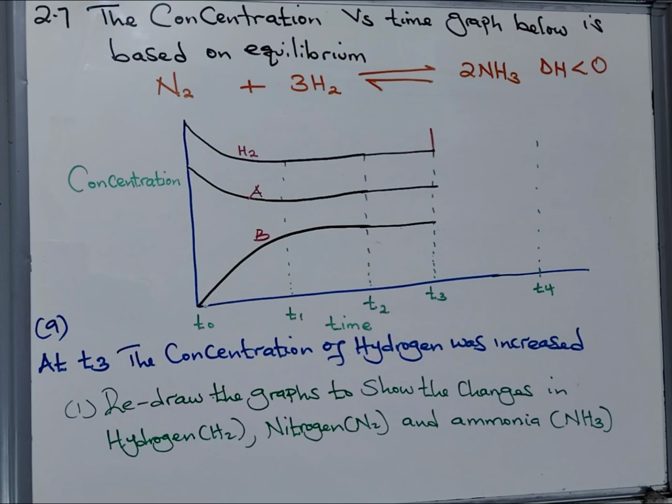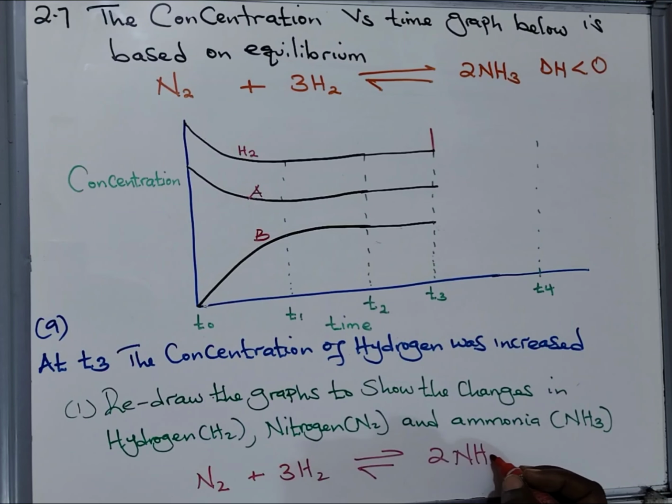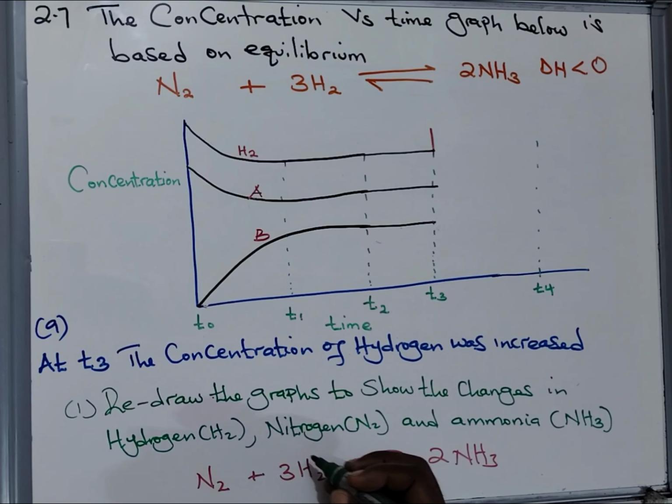But to predict this, let us have the equation. The equilibrium is N2 plus 3H2 giving you our ammonia. And what are we doing? We are increasing concentration of hydrogen. So it's increasing.